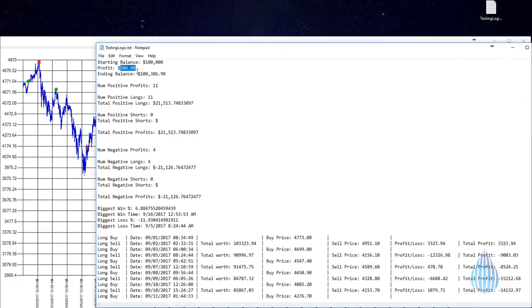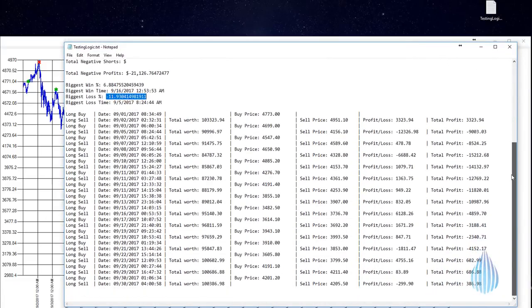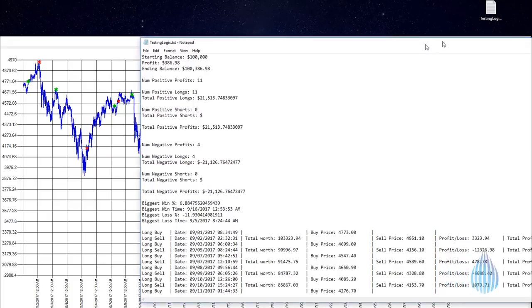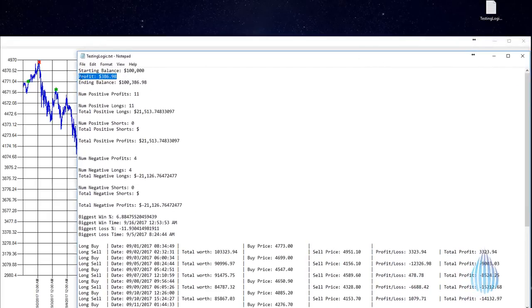$386, bad month. It's okay. The bot does not win every time. Biggest win was 6%, biggest loss 11%. That's fine. We are going to diversify the coins to Litecoin, Ethereum, Dash, Neo, and other coins that have high volume. We can take a look at the trades right here. Pretty much not good at all, but at least it didn't lose. So that's good. We have safety nets in the algorithm that prevent massive losses, and this is fine. This is going to happen.